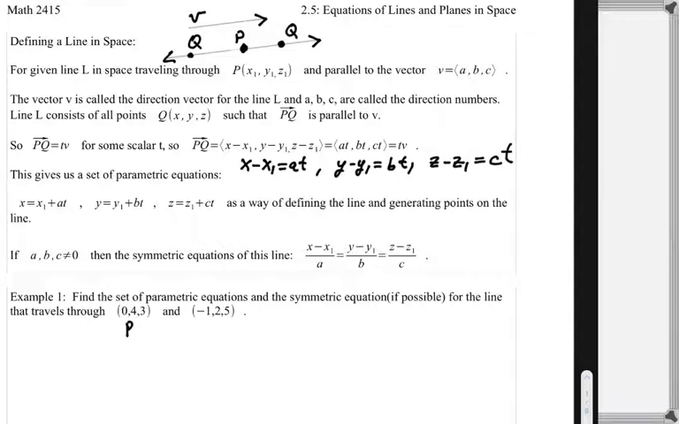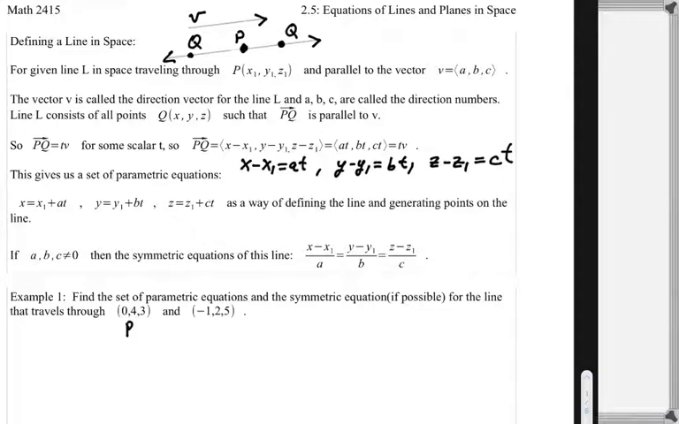If a, b, and c are not 0, then we can also have the symmetric equations if we solve for t. So if we solve for t, then t would be equal to (x minus x1) over a. It'd also be equal to (y minus y1) over b, and it'd also be equal to (z minus z1) all over c. Okay. Alright, so let's go ahead and do an example here.